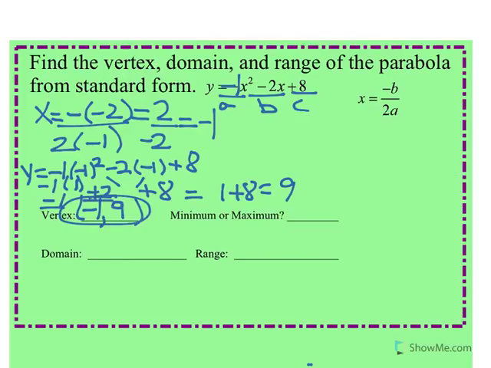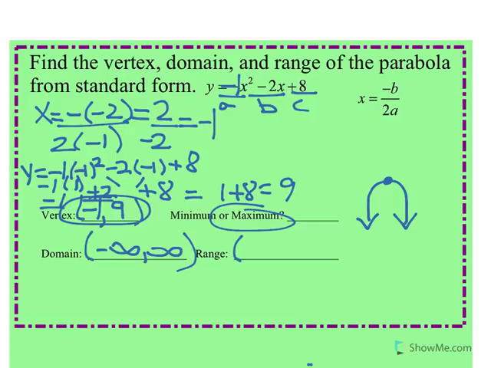Is that a minimum or a maximum? Are you visualizing? Since A is a negative 1, it is a downward facing or sad parabola. The vertex is a maximum. It's a high point. The domain, left to right, it's going forever to the left and forever to the right. Now the range, it goes as low as forever, so negative infinity, and it goes as high as the y-coordinate of the vertex, positive 9.